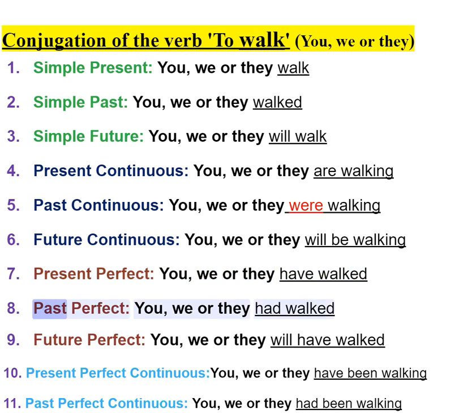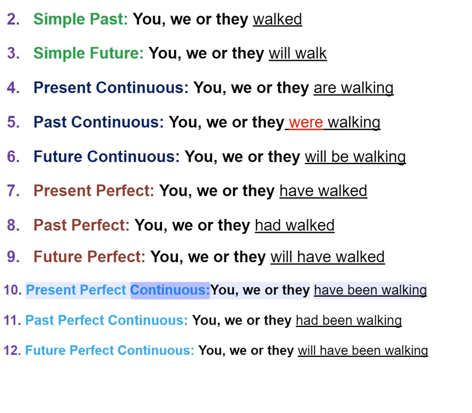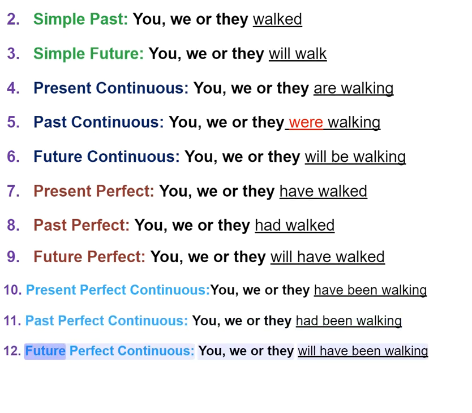8. Past perfect. You, we or they had walked. 9. Future perfect. You, we or they will have walked. 10. Present perfect continuous. You, we or they have been walking. 11. Past perfect continuous. You, we or they had been walking. 12. Future perfect continuous. You, we or they will have walked.